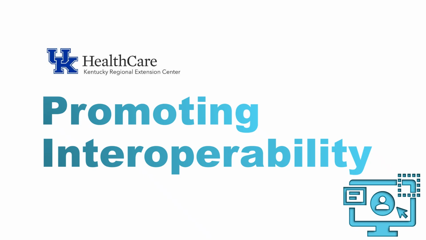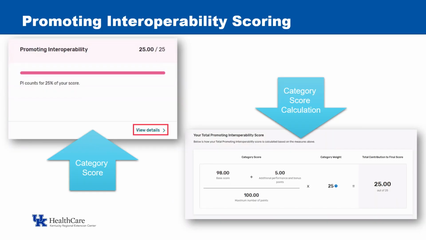Next, we'll move into the promoting interoperability category, where you use your technology and data exchange capabilities to make up 25% of your overall MIPS score. To begin, let's take a look at how promoting interoperability is scored within your MIPS performance feedback. As you can see on the left, promoting interoperability accounts for 25% of your total MIPS score. When you open your feedback report, you're going to see your PI score summarized here, and then you can click View Details to explore the full calculation.